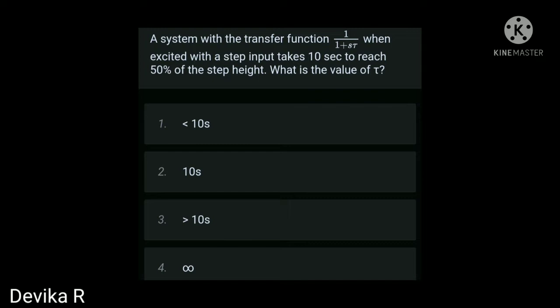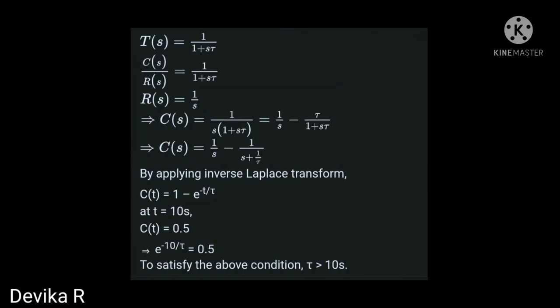The first question: a system with the transfer function 1 by 1 plus sτ, when excited with a step input, takes 10 seconds to reach 50% of the step height. What is the value of tau? So we have to find the response first. They give the transfer function, right? Okay, let's see the answer.